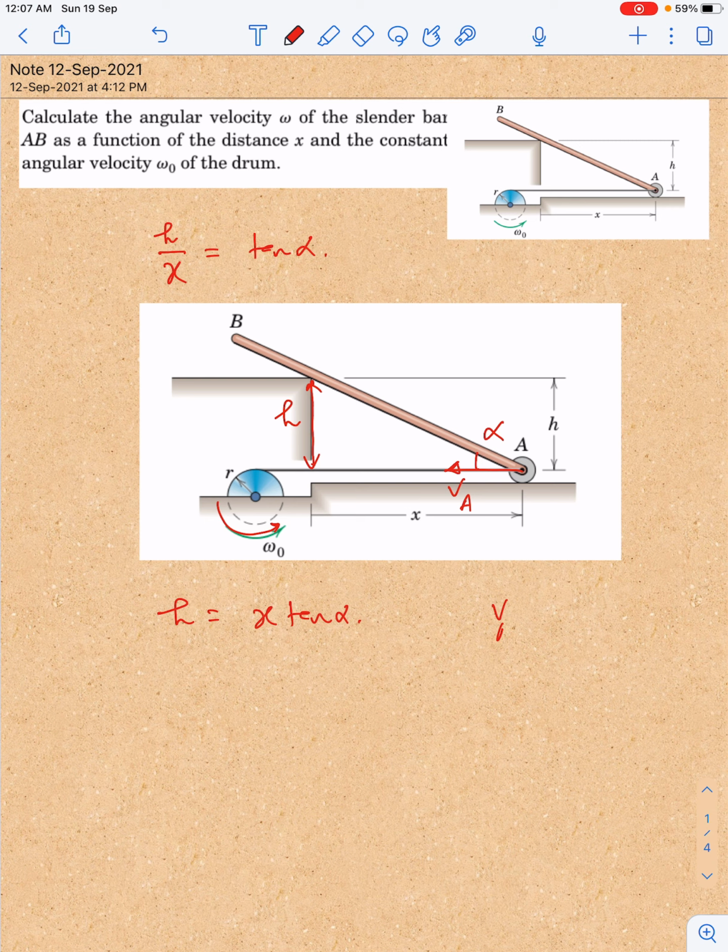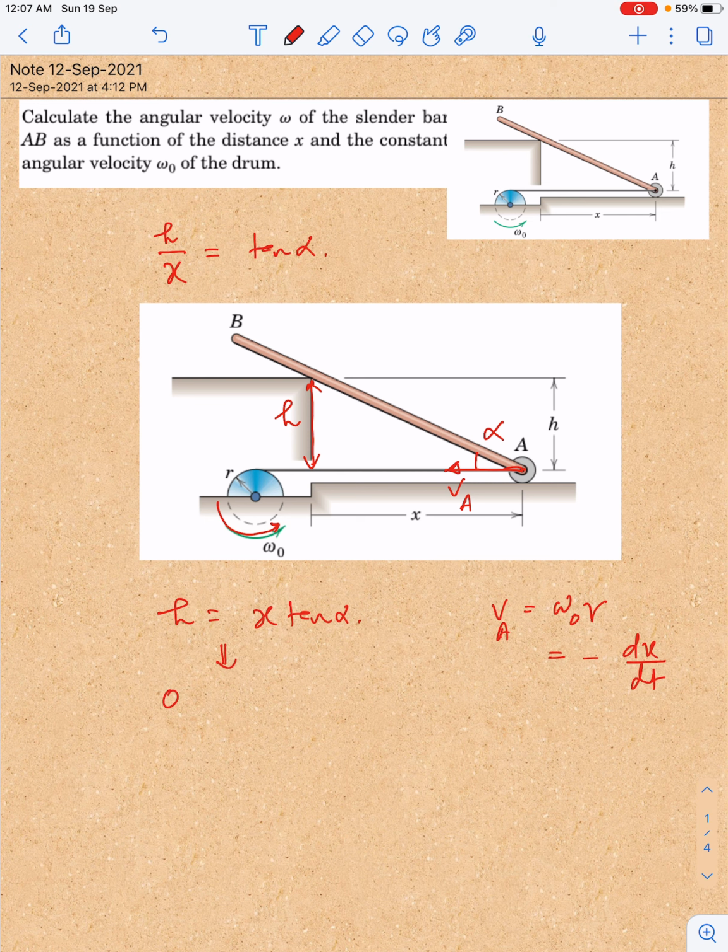And not only that, from the diagram it is clear that VA is nothing but omega naught into r, that is equal to minus dx by dt. This minus sign is coming because the x value is decreasing with respect to time. That's why we got the minus sign. So now we will take this equation into account.